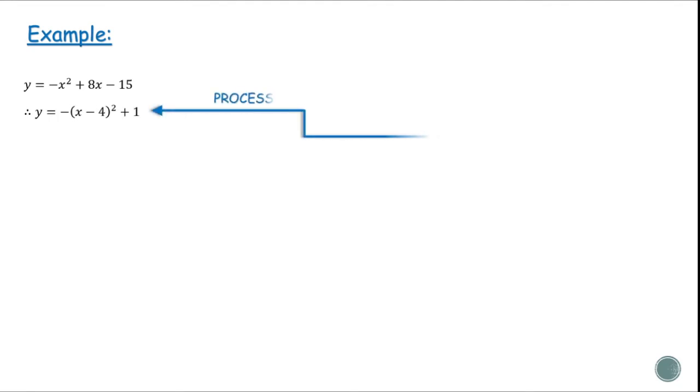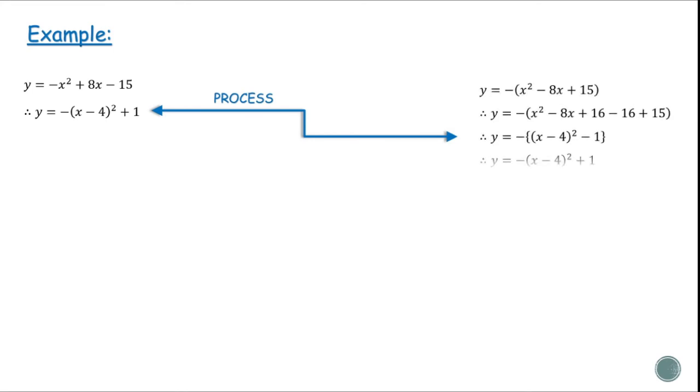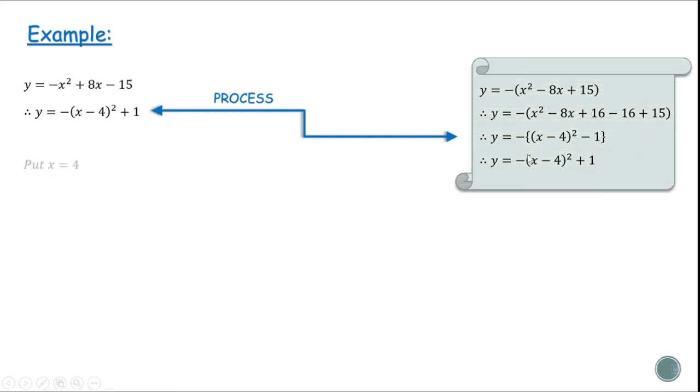This time we shall take an equation with the coefficient of x square being negative. Let's see what happens here. First of all, we'll convert this into a perfect square. The process is explained here briefly, which you can refer to, to see how we obtain the result: negative x minus 4 whole square plus 1. It is explained here briefly. You can just go through it.